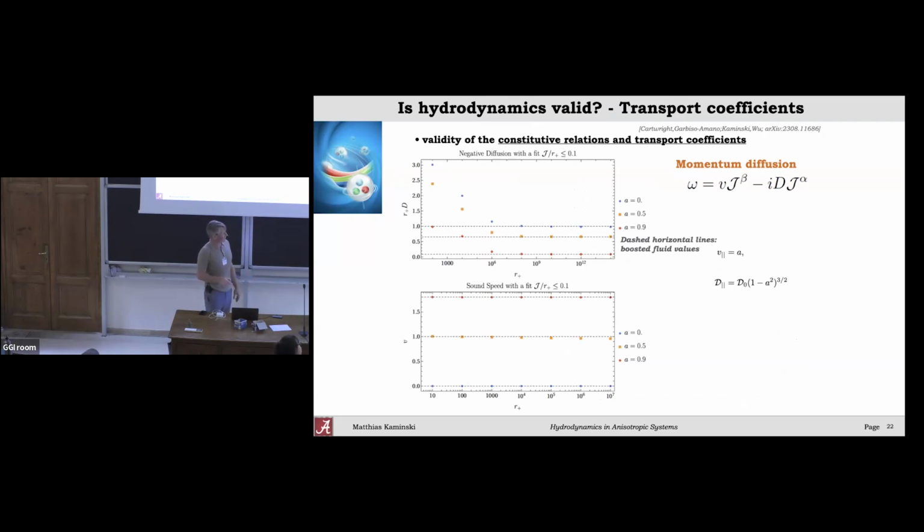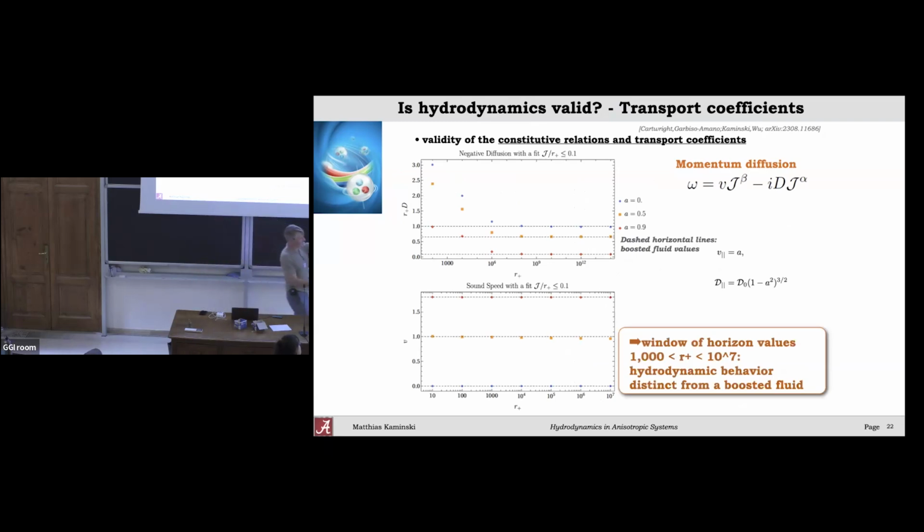So we see that change happening from the standard hydrodynamic dispersion relations as we go to small black holes. And the upshot is that there's a window of horizon values, somewhere between horizon radii 1000 and 10 to the 7, where the hydrodynamic behavior is hydrodynamics, within the radius of convergence, and it's distinct from a boosted fluid. So it's more complicated and more interesting than a boosted fluid. There's that regime where these black holes give you non-trivially rotating fluid and non-trivially rotating hydrodynamic states.